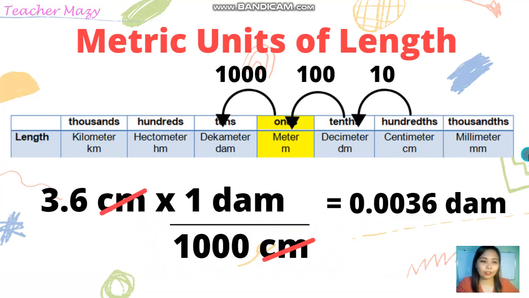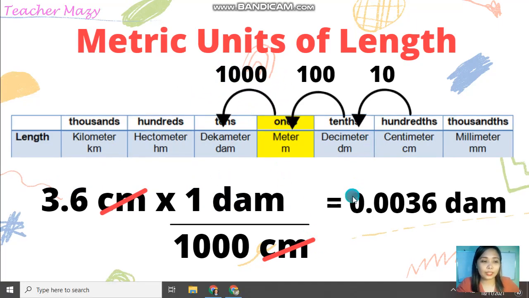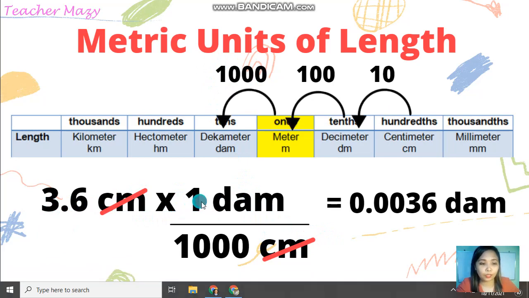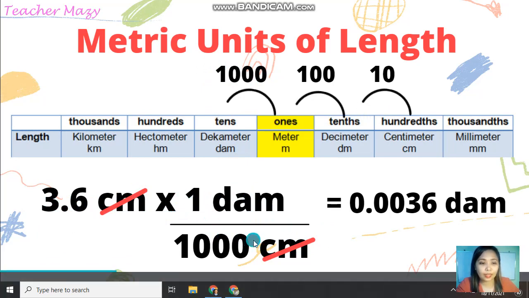And let's use din yung another method, which is the cancellation. So, we have 3.6 centimeters. So, for every 1 decameter, we have 1,000 centimeters. So, since centimeter ang kailangan nating i-cancel, so dapat siya yung nasa baba. For every 1 decameter, we have 1,000 centimeters. So, cancel yung unit. So, 3.6 times 1, that is also 3.6 divided by 1,000, that is also 36 10,000 decameter.